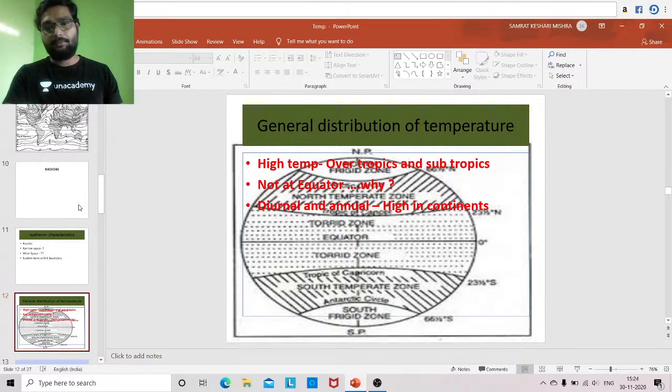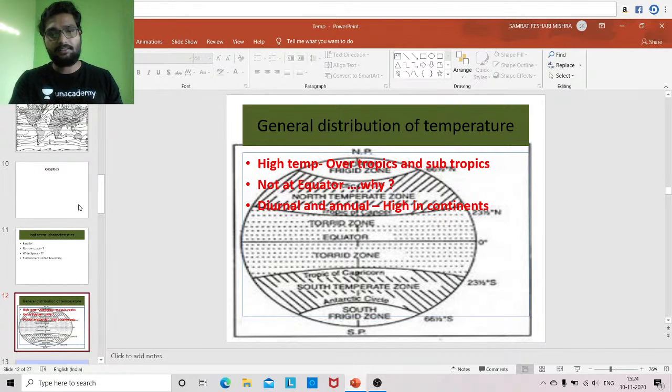The distribution of the temperature I discussed. The diurnal and annual range is quite high in the case of continents. Diurnal means the difference in temperature on a daily basis, and annual means the annual mean temperature difference. It is more in the continent and less in the ocean. If we look at where temperature is high, it is more at the tropics and at the subtropics. At the equator the temperature is not high.